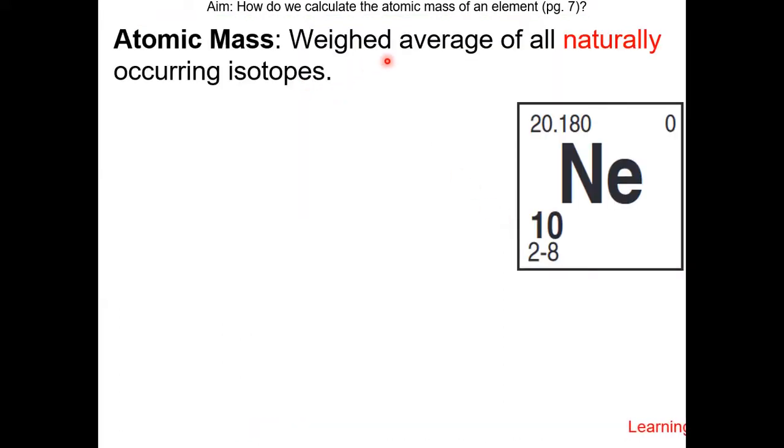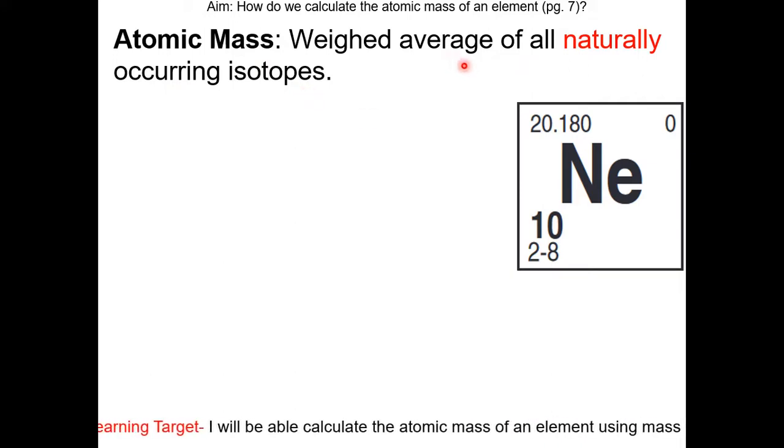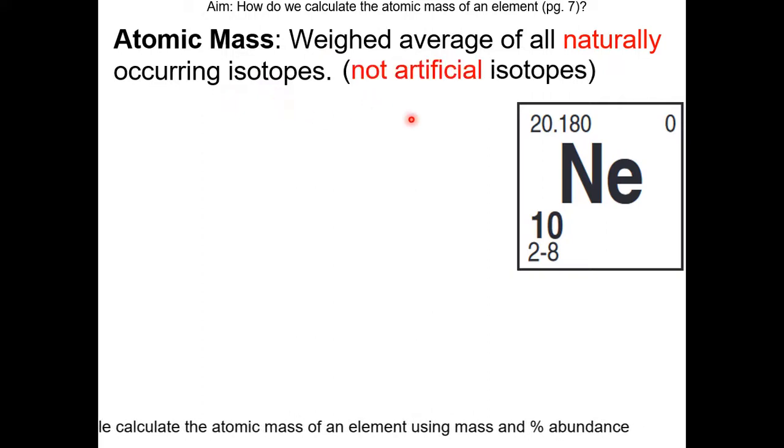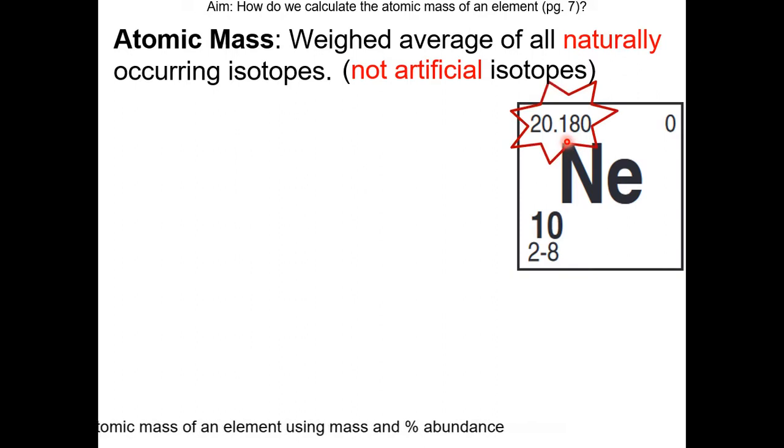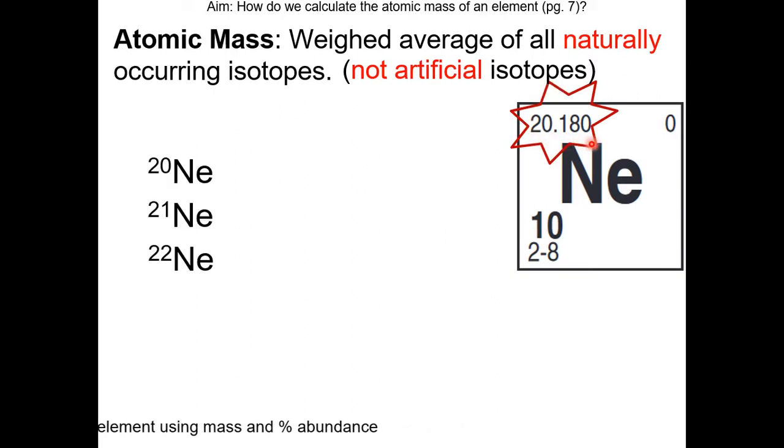Atomic mass is the weighted average of all naturally occurring isotopes. The average only includes naturally occurring isotopes. That means isotopes that you find in nature, no artificial isotopes. Here we have the atomic mass of neon. It is 20.180. So here are the 3 naturally occurring isotopes of neon.